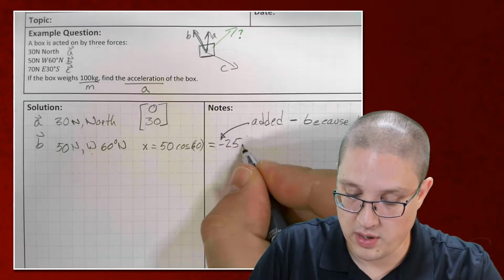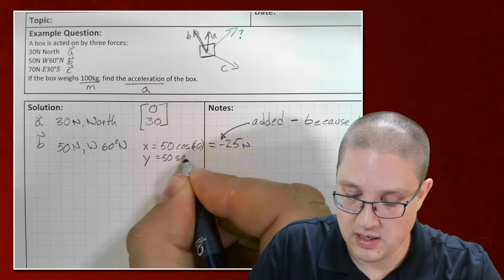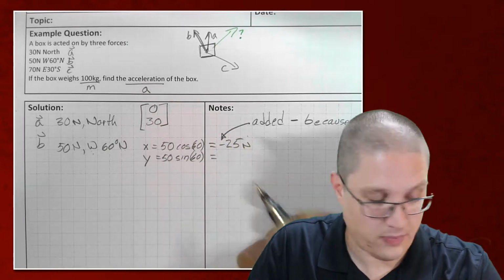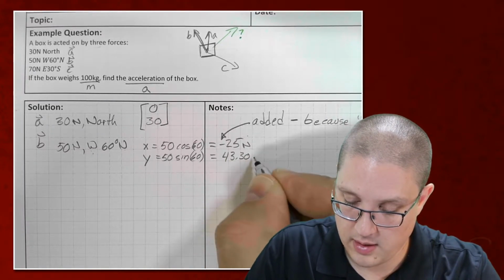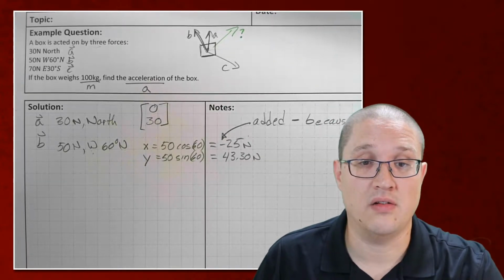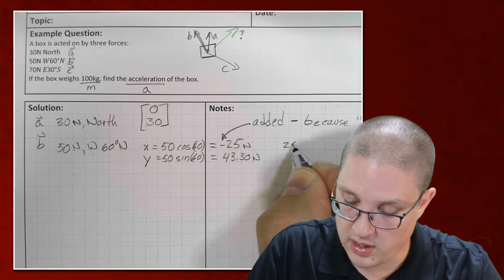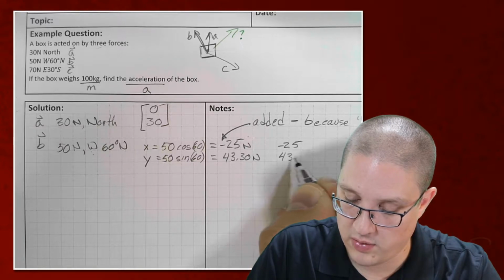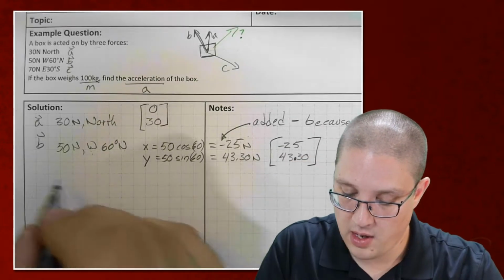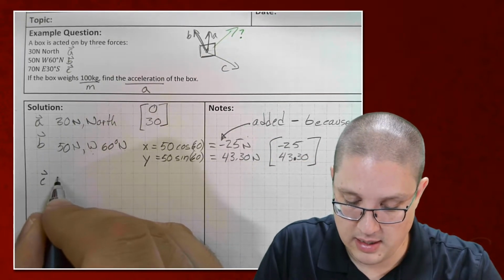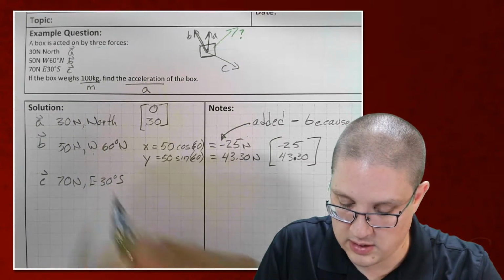Okay, so I've got negative 25 newtons for my x component, and my y component is 50 sine 60, which works out to 43.30. It's positive because of the north here. So my components for B are negative 25 and 43.30, like that. Great. My C vector here is 70 newtons east, 30 degrees south.